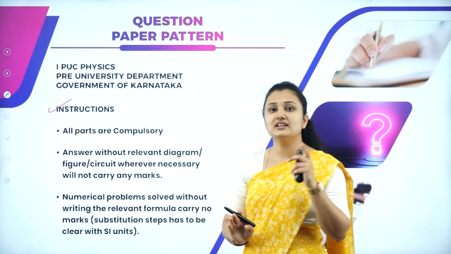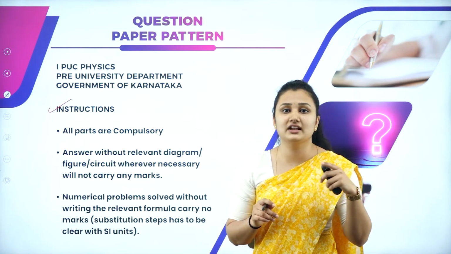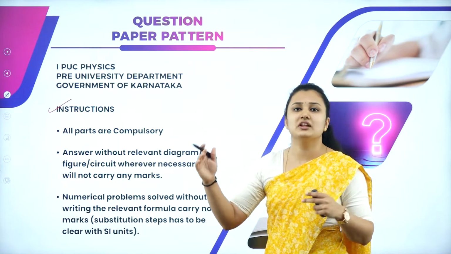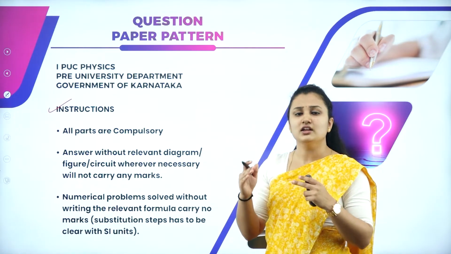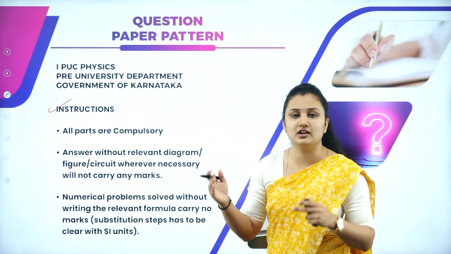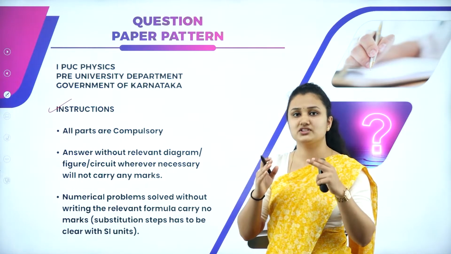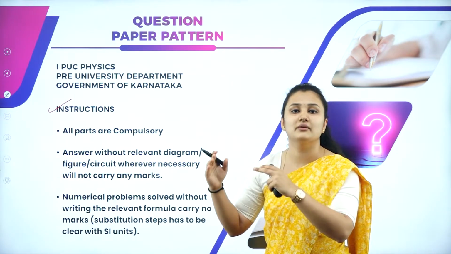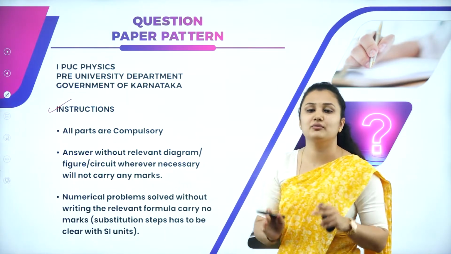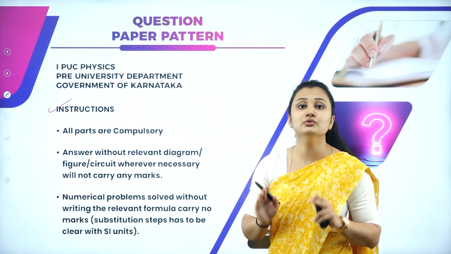That means, for example, if I have asked you to derive expression for time period of an oscillating pendulum, this derivation will have some relevant diagram for it. Or if I asked to explain Newton's law of cooling, that theory will have relevant diagram. Whenever you start answering to the question paper, for that particular question, your answer should include the relevant diagram. So that is about second point. Without relevant diagram, if you have just written theory, you cannot expect the evaluator to give you full marks.